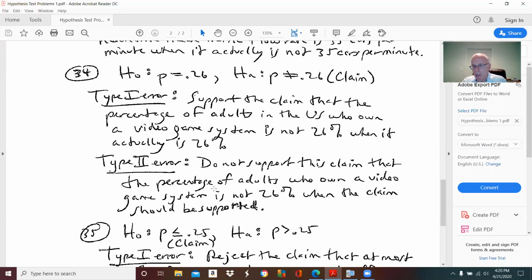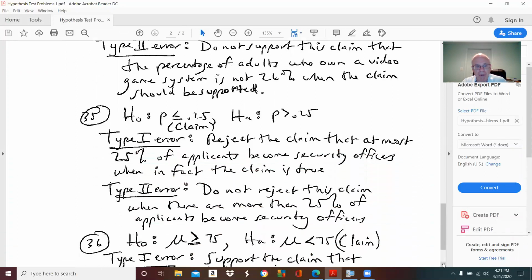Our type 2 error would be, do not support this claim. In other words, there's not enough evidence to reject the null and support the claim. So we're not going to support the claim that the percentage of adults who own a video game system is not 26%, when it actually is not 26%. All right, so it's a little bit of a more complicated type of thing here, but that's what it means.